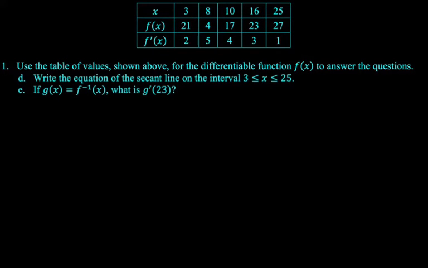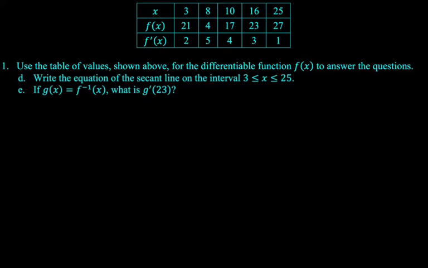All right, let's see what the next problem is, or the next part, I guess, in this case. Write the equation of the secant line. This is an Algebra 1 question. When somebody says write the equation of the secant line, they're just saying go back to Algebra 1. Here are 2 points. Write the equation of the line between them. That's all we're doing. So secant line between 3 and 25, which is spanning the entire table.